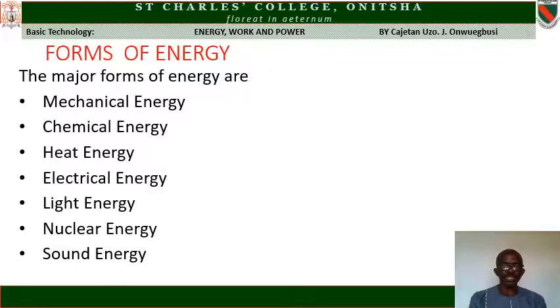Forms of energy. The major forms of energy we have are mechanical energy, chemical energy, heat energy, electrical energy, light energy, nuclear energy, and sound energy. These are the major forms of energy we have. We have to define these forms of energy one after the other.